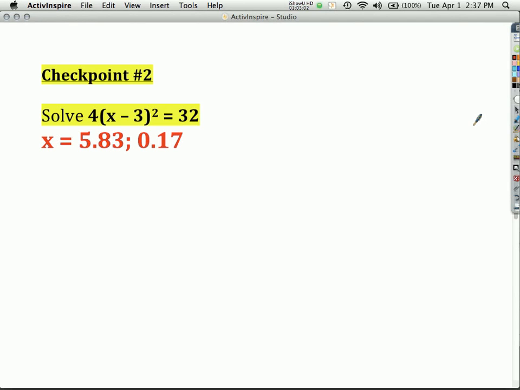When you do everything, you end up with x equals 3 plus or minus 2.83. Is that what you got? Yeah. So 3 plus 2.83 is 5.83. 3 minus 2.83 is 0.17. I think maybe some of my students just went a little too quickly with the subtraction, but maybe I'm wrong. Anyone still not sure where they went wrong?